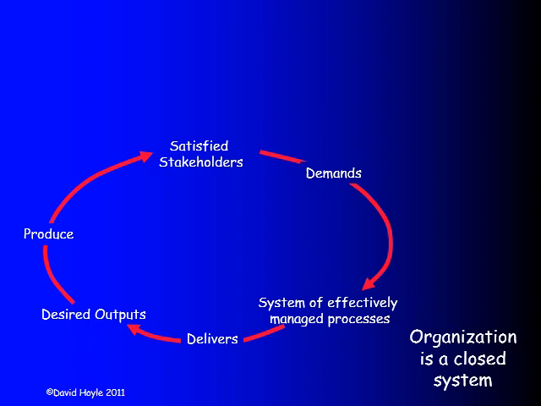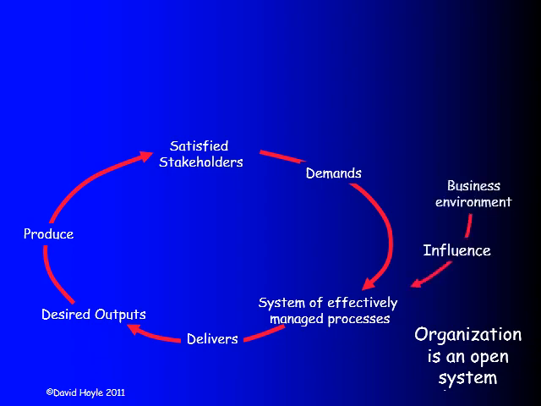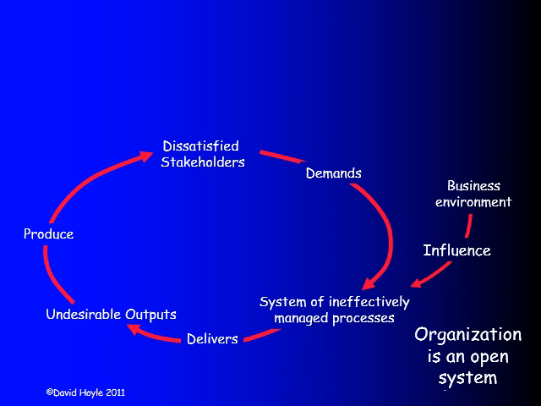However, in reality, the organization is not a closed system, but an open system, as it's influenced by the external environment in which it operates. If it ignores the business environment or doesn't respond to it effectively, it will have ineffective processes, and these will produce undesirable outputs that will dissatisfy some or all of the stakeholders, maybe not all at once, but over time. This shows the organization is an open system that must adapt to its operating environment to succeed, and therefore cannot be treated as a machine.